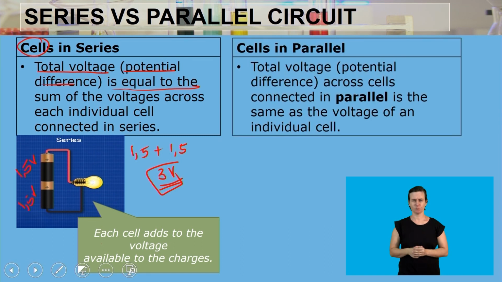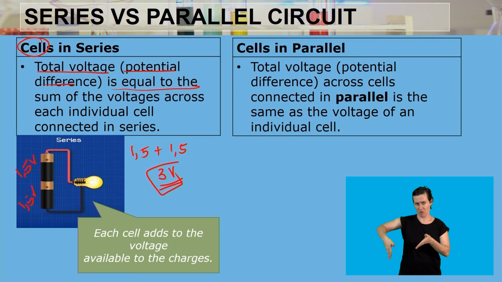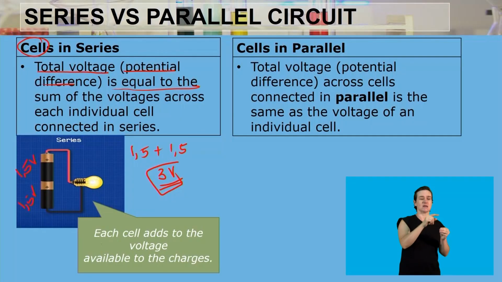Now, what happens if these cells are connected in parallel? Because in series, each individual cell contributes to the total voltage of the circuit. In parallel, the total voltage or the total potential difference across cells connected in parallel is the same as the voltage of an individual cell. So in parallel, the potential difference of each cell is the same as the total potential difference of the entire circuit.